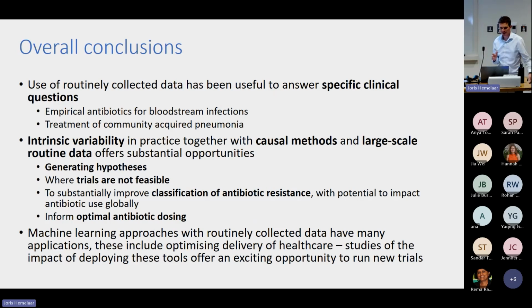So a final slide here, bringing it all together. This routinely collected data can be useful to answer specific clinical questions, but it also offers quite exciting opportunities much more generally, because we can exploit the intrinsic variability in practice together with causal methods and the scale of the data. We can then use that to generate hypotheses. We can use it where trials aren't necessarily feasible. We can use it in the case of infection to think about what antibiotic resistance is, and whether we can dose antibiotics better. And you've heard an awful lot about machine learning being useful, but operational delivery of healthcare is another area where you see it being used more and more.